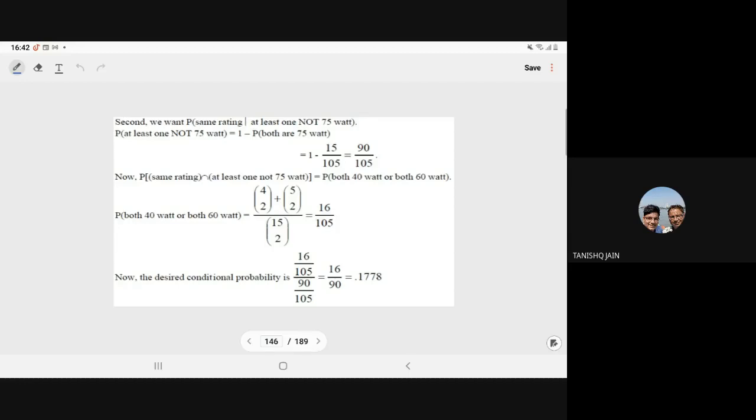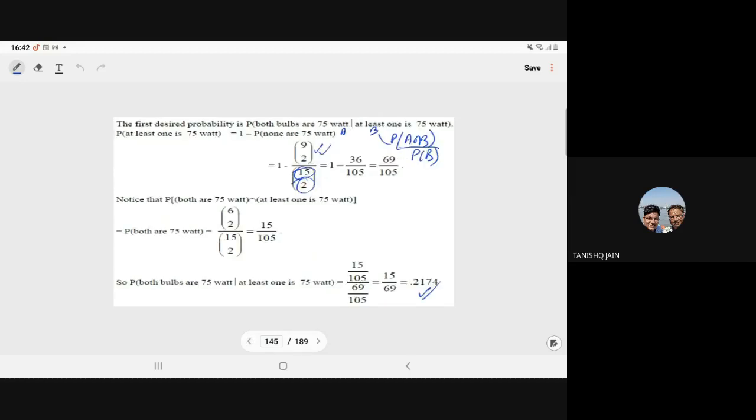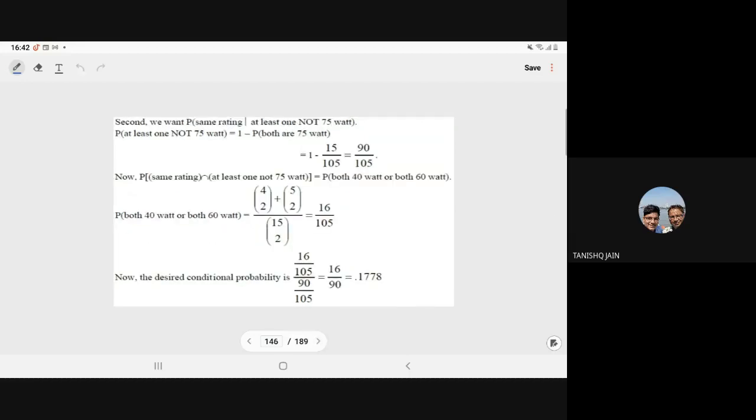For 75 watt, we have computed 15 upon 105, where both are of 75 watt. So for at least one not of 75 watt, it will become 1 minus 15 upon 105, which gives you 90 upon 105.